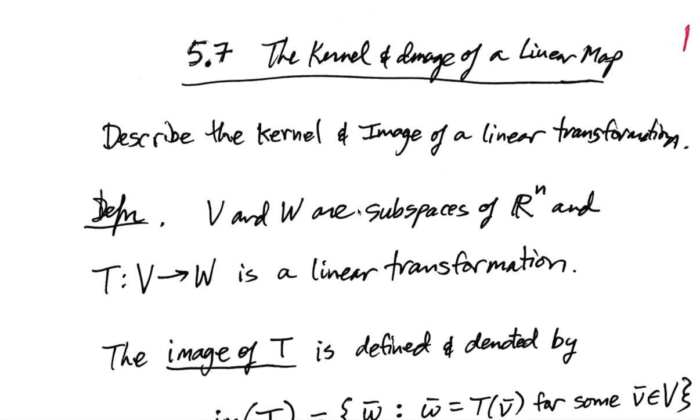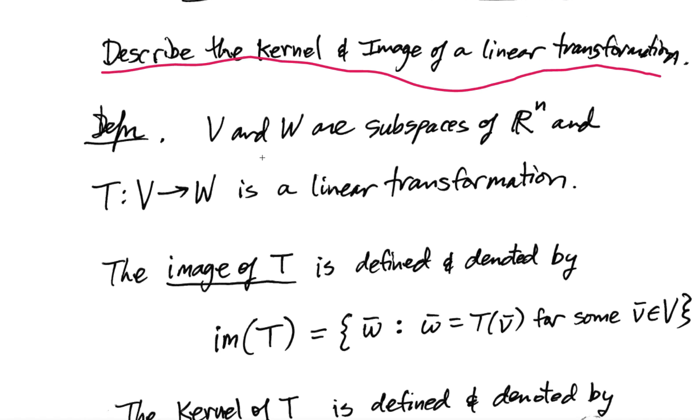In this video, I want to discuss something called the kernel and image of a linear map between vector spaces. Okay, so this is our goal here. We want to try to describe and understand the kernel and image of a linear transformation. Now, these ideas are going to be very similar to what you've seen before with something called the range or column space and the null space, okay? But not respectively.